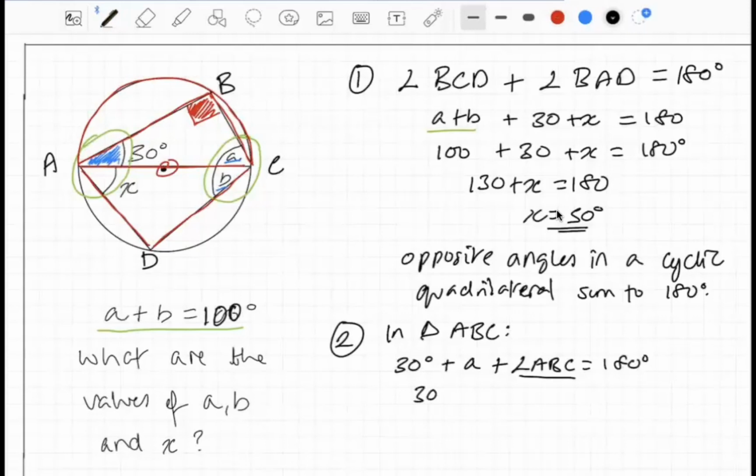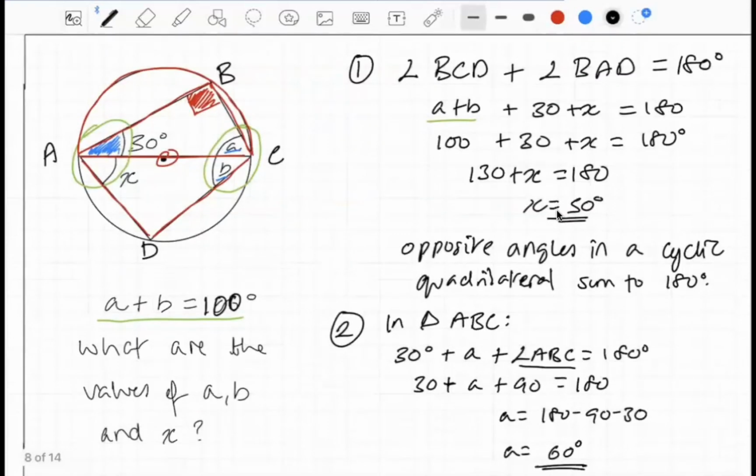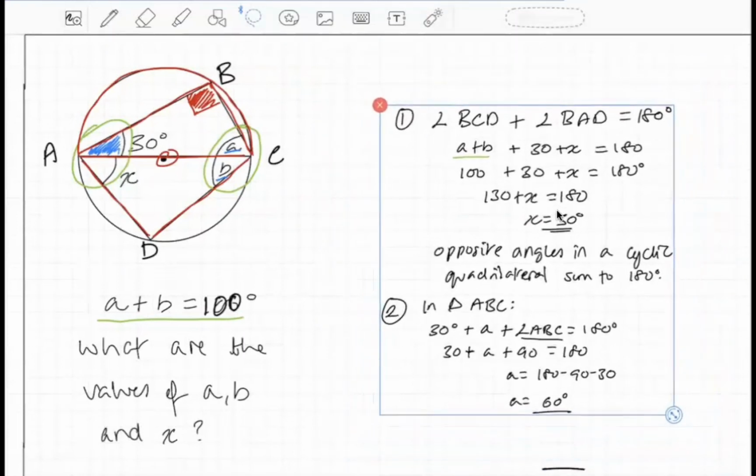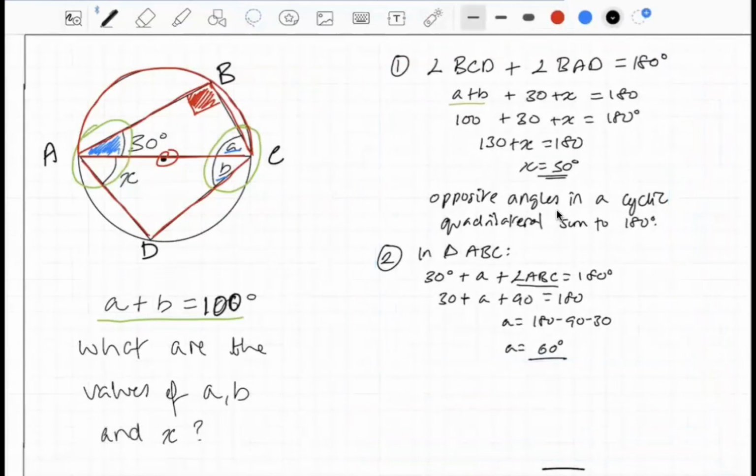So we can change this to 30 plus A plus 90 equals 180. So A is going to be 180 minus 90 minus 30. So A is going to equal 60 degrees. Perfect, and I'm out of space. Let's make all of this smaller to make space for the second part of the question.